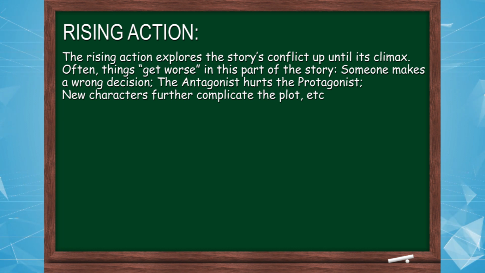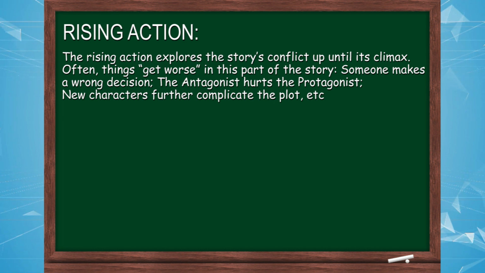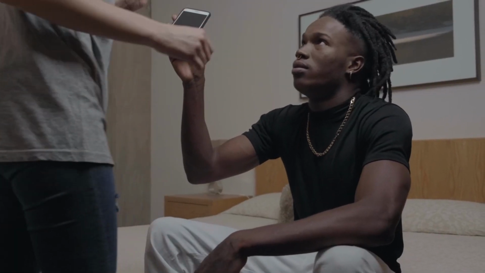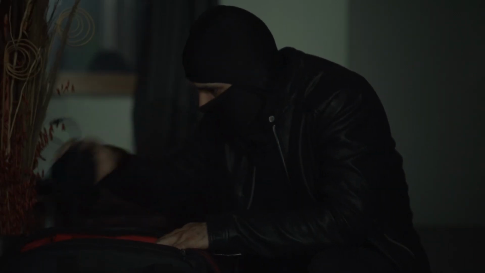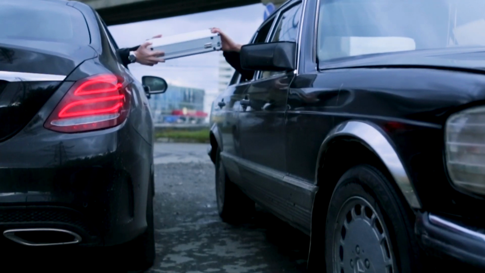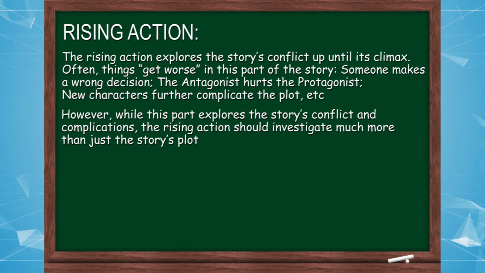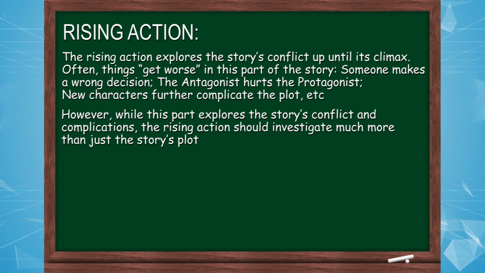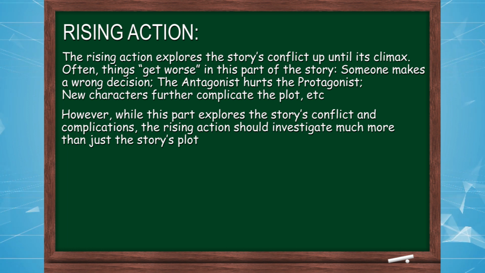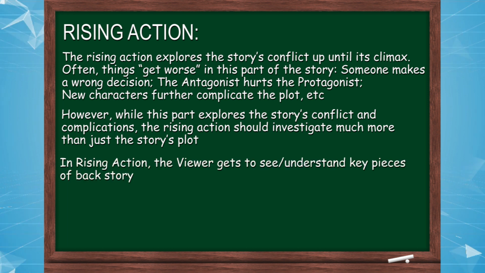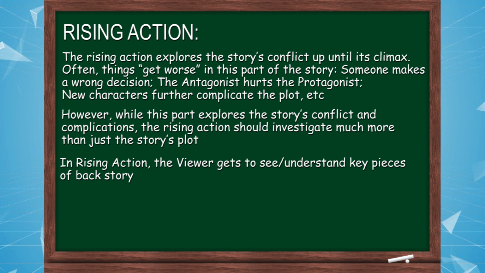The rising action explores the story's conflict up until its climax. Often, things get worse in this part of the story. Someone makes a wrong decision, the antagonist hurts the protagonist, new characters further complicate the plot, etc. However, while this part explores the story's conflicts and complications, the rising action should investigate much more than just the story's plot. In rising action, the viewer gets to see/understand key pieces of backstory.